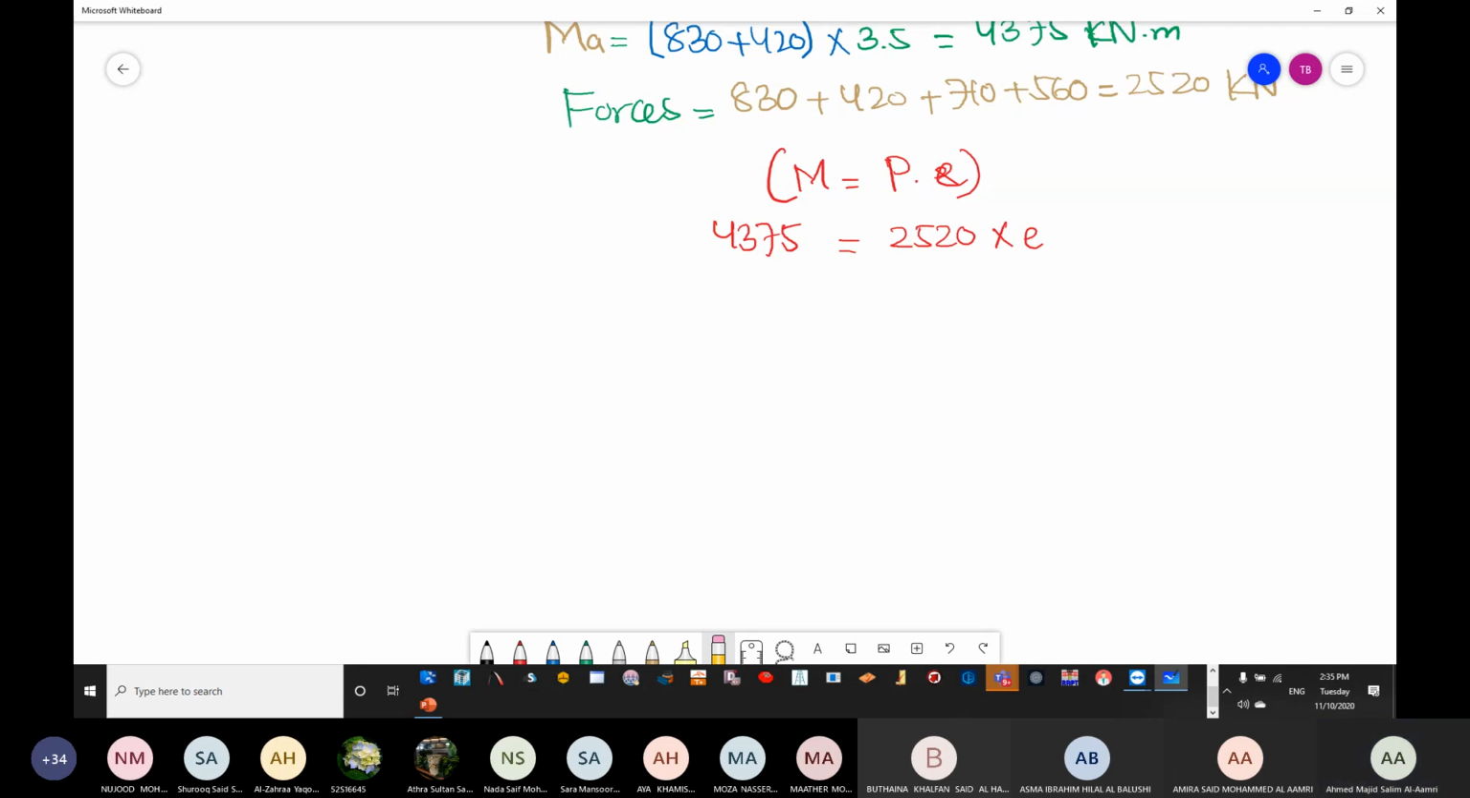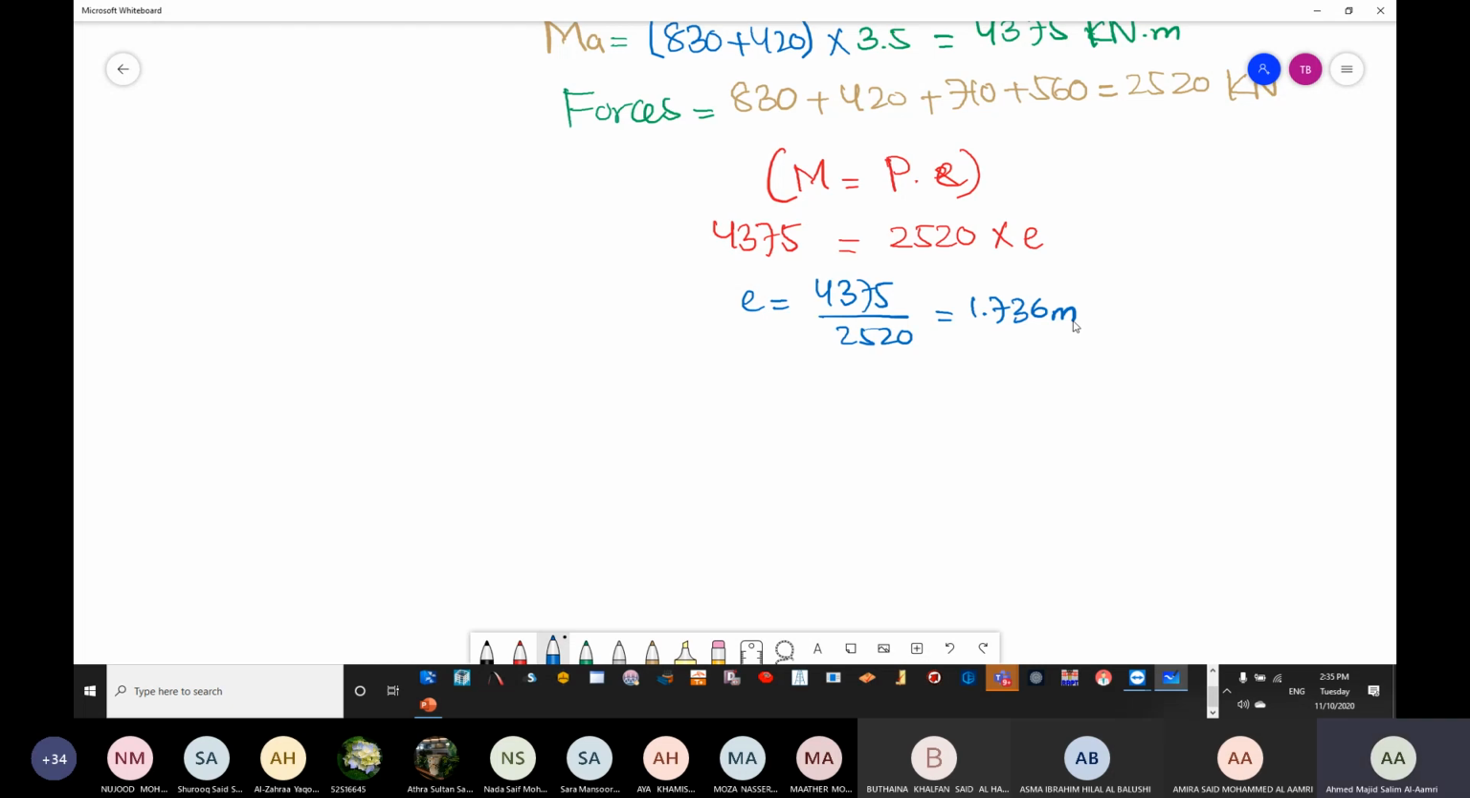Okay. So now E equals 4,375 divided by 2,520. That's equal to 1.736 meters.